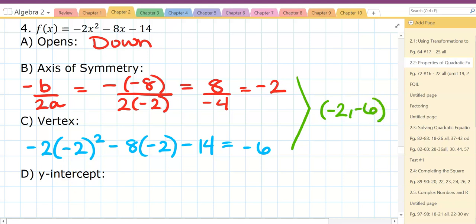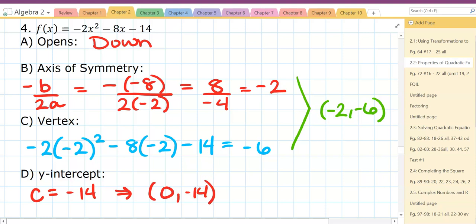Now the y-intercept then, C is what number? What's the very last number of our equation? -14. So C is going to be that -14. So as a coordinate, that would be 0, -14.